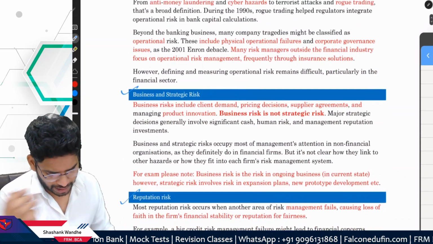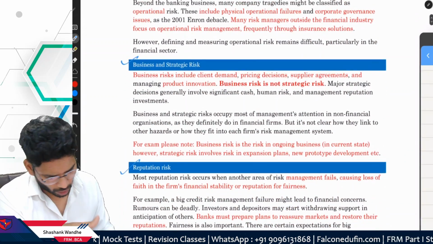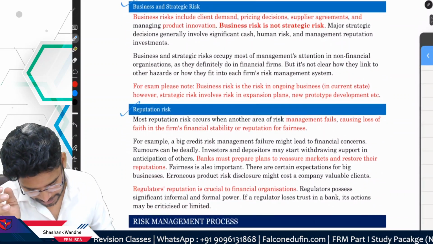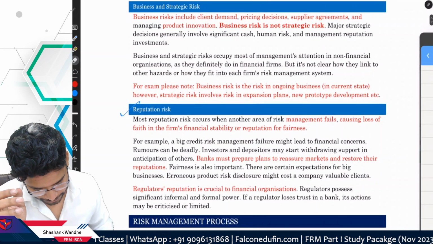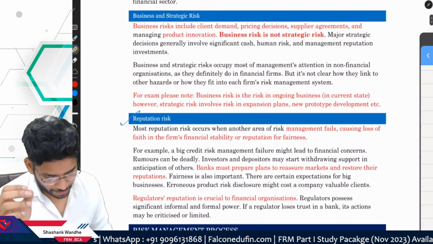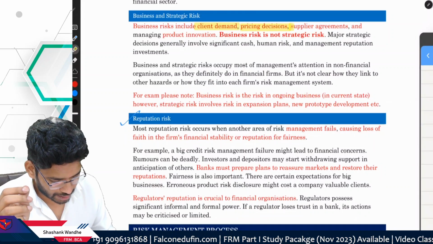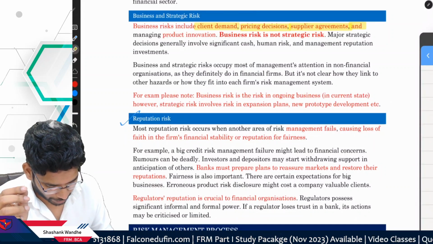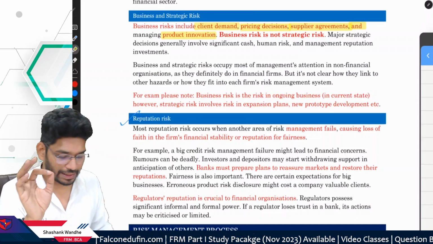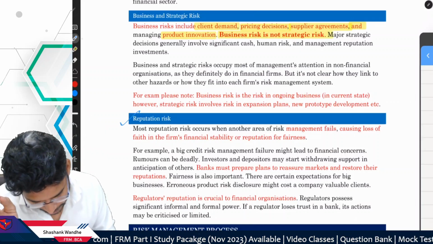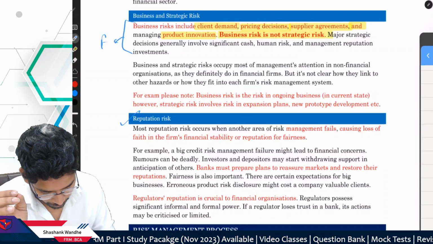Again, the examples are given here. You can read these examples, and all these are examples only. Then we have the business and strategic risk. Business risk includes client demand, pricing decisions, supplier agreements, and product innovation. Now understand, business risk is not the strategic risk, and this is GARP's favorite area.